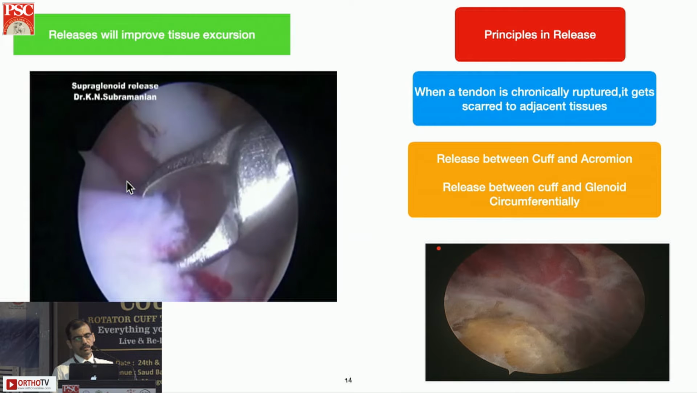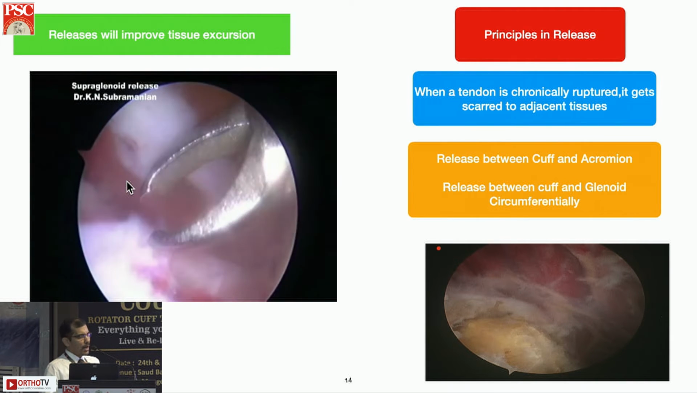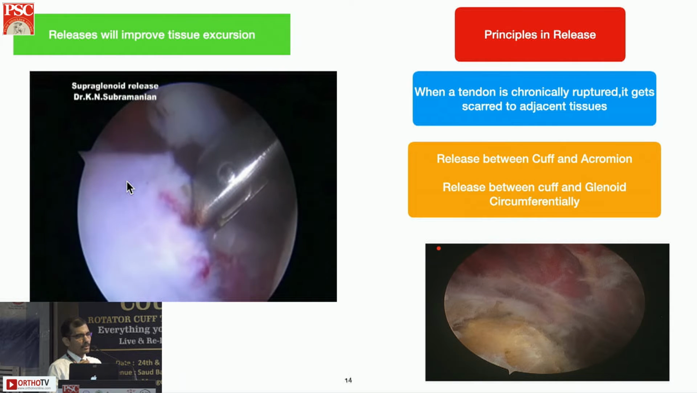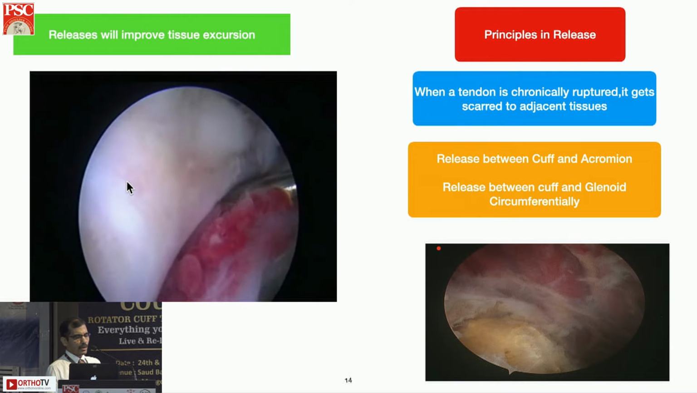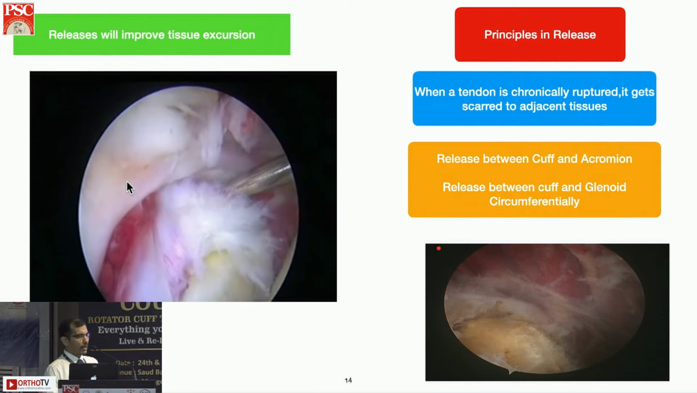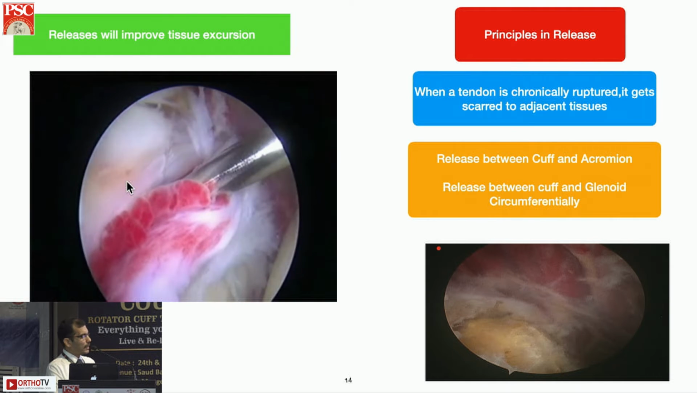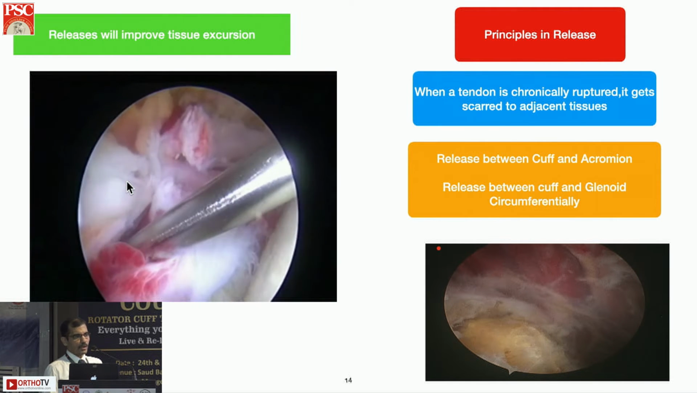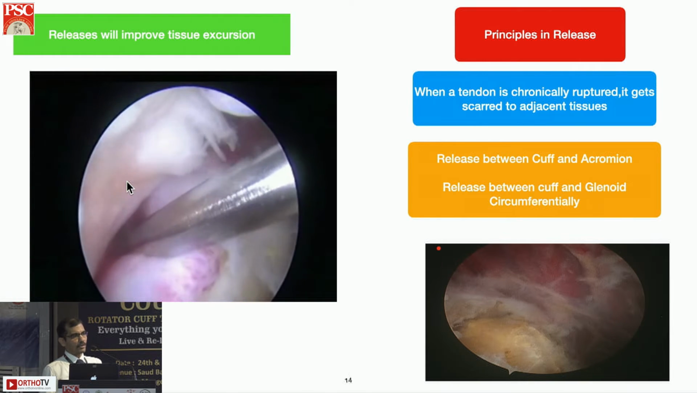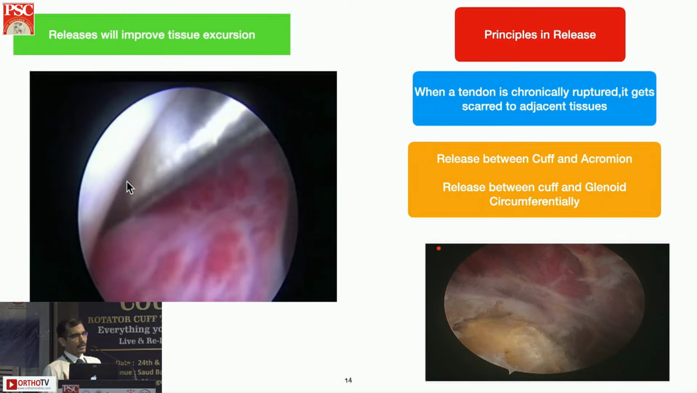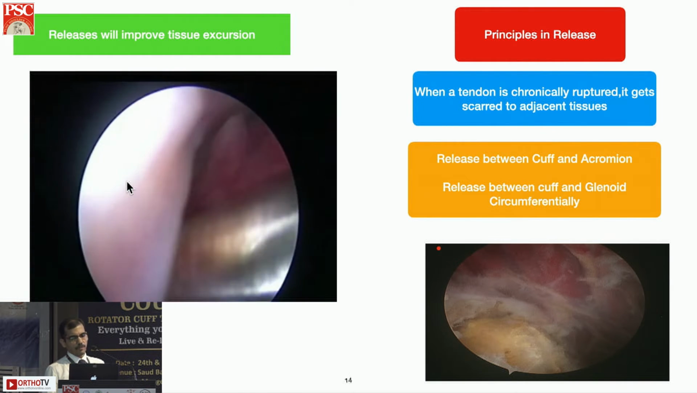Next video. This one actually demonstrates how you can release a tissue and get the excursion back. So you are trying to release a tissue in between the glenoid and the supraspinatus. All the adhesions around it, circumferentially from about 9 o'clock position to 2 o'clock position. If you release it from posterior to anterior, you can see that cuff tissue starts getting mobilized very well. Any tissue which has been scarred up has to be released, and that's the principle followed here.